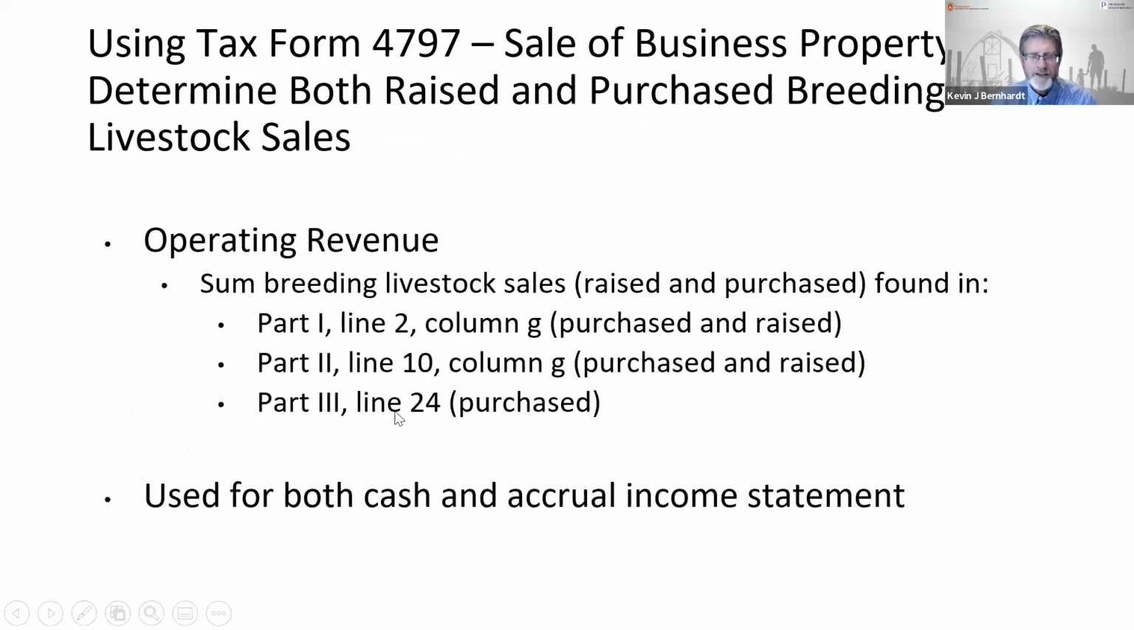Form 4797 has 3 parts, Part 1, Part 2, and Part 3. And we want to take Part 1, line 2, column G, for any items that are breeding livestock, purchased or raised. We want to add to that Part 2, line 10, column G, for any line items that are purchased or raised breeding livestock. And finally, in Part 3, which would be for purchased breeding livestock only, we want to sum up all those that are for purchased breeding livestock of line 24. Now, there's the wording of it. I'll show it to you here shortly as well. And these are used for both the cash and the accrual income statement.